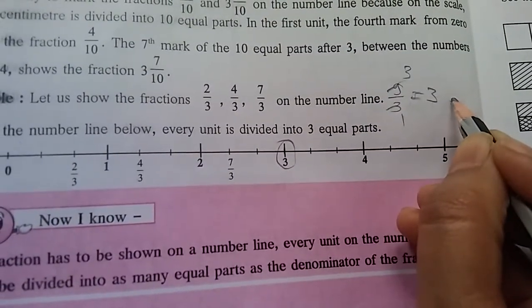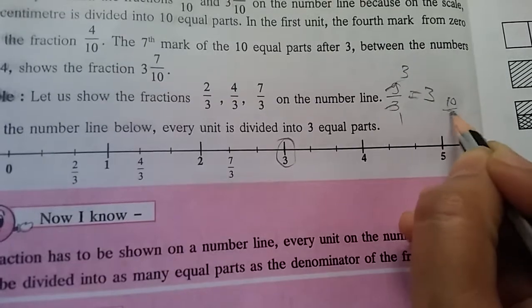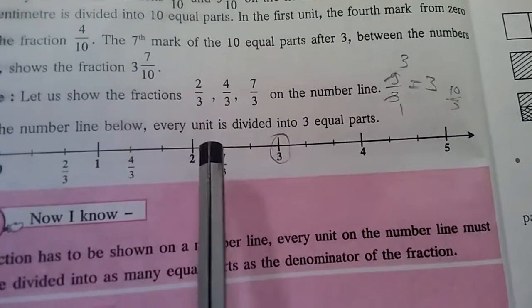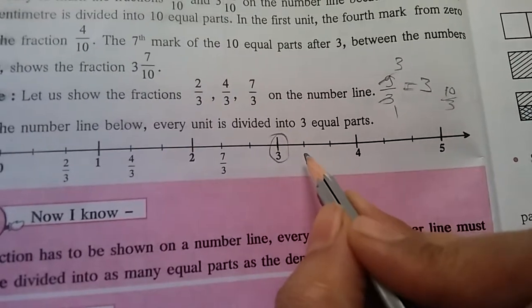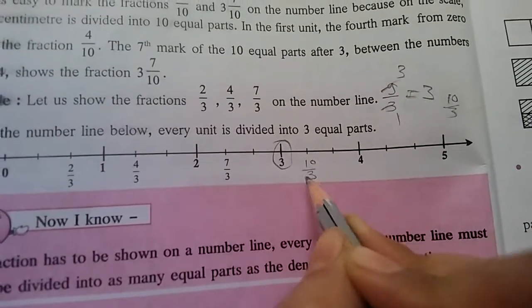Next example. Suppose 10 upon 3. Up to here 7, 8, 9, 10. 10 upon 3, I will show here.